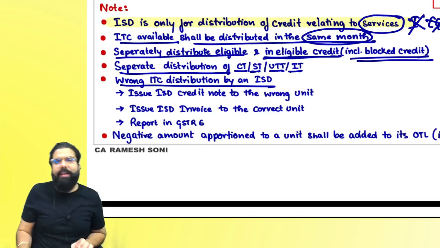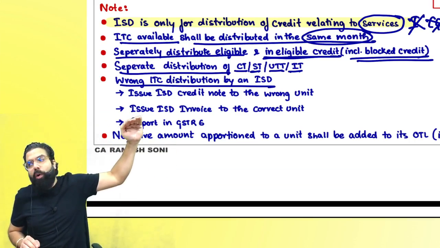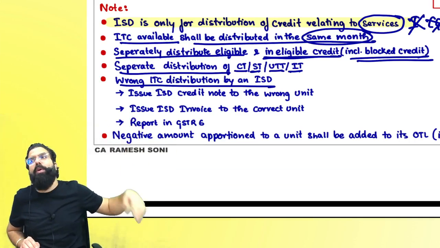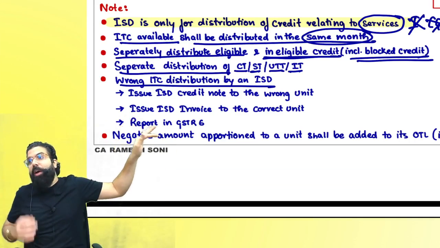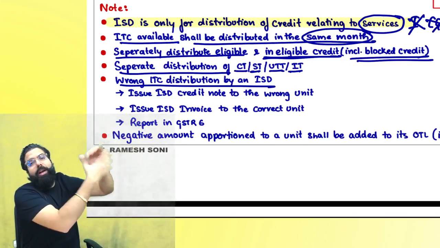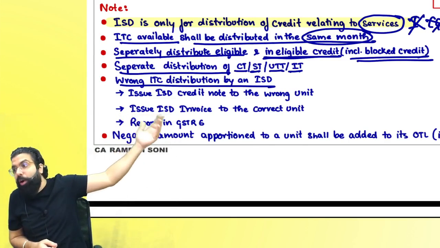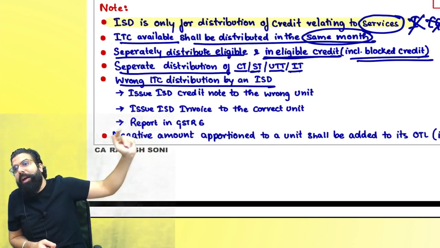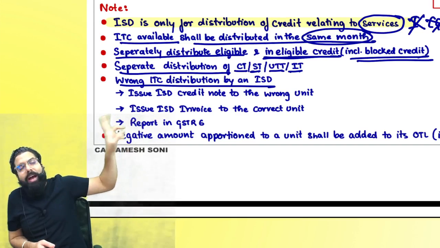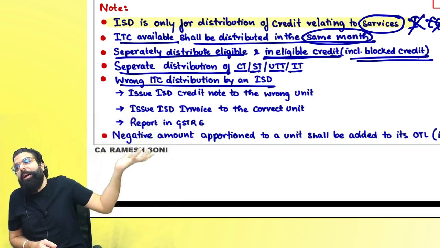Sir, supposing ISD wants to distribute the credit to you, they will give you an ISD invoice. What if the distribution is more? They want to reduce your credit, then they will go ahead and give you an ISD credit note, and to the correct unit to whom they have to distribute more, they will give an ISD invoice. So for example, A Co's distribution has been done more, then to reduce A's credit, they will give A Co an ISD credit note, and B's credit has been less, so they will give B Co an ISD invoice so that B's credit will go up.